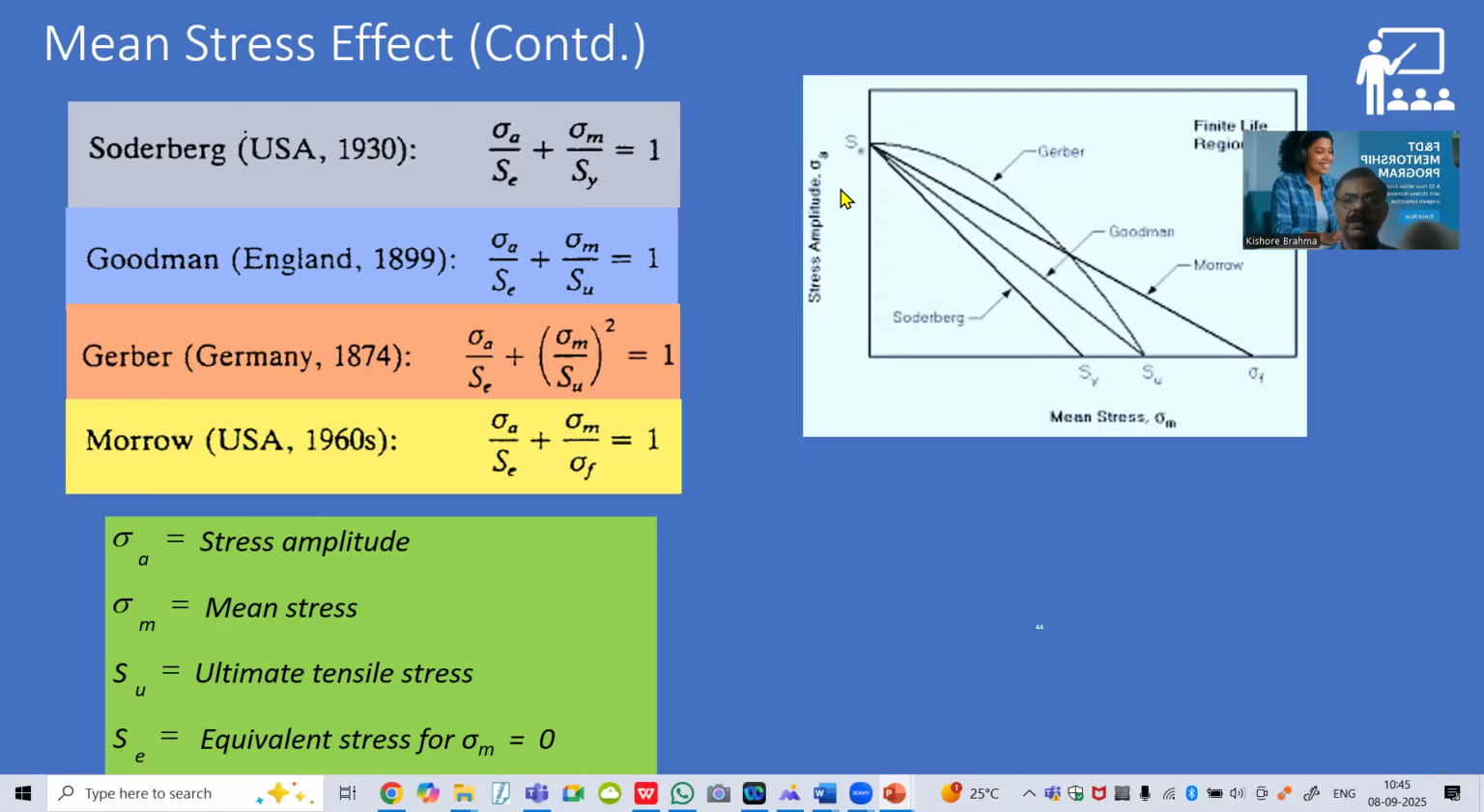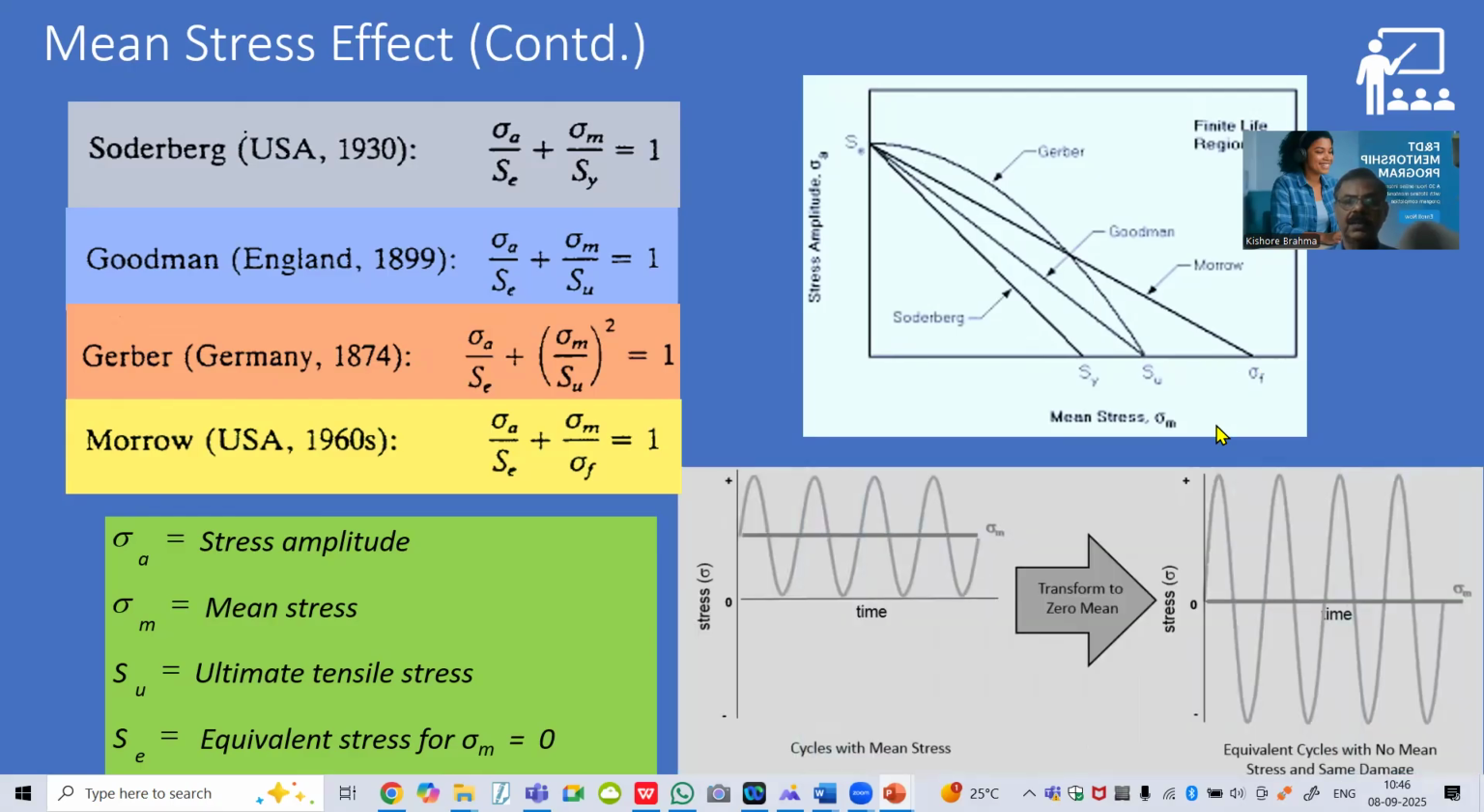Basically, if they are plotted with stress amplitude on the y-axis and mean stress on the x-axis, one can represent any equation. For example, in the Goodman equation, when S mean is 0, your stress amplitude comes to SE, the endurance limit. But when stress amplitude is 0, it goes to the ultimate stress as per the Goodman equation. Depending on which model is used, when stress amplitude is 0, it can be sigma y based on Soderberg, ultimate stress by the Goodman equation, or flow stress by the Morrow equation.